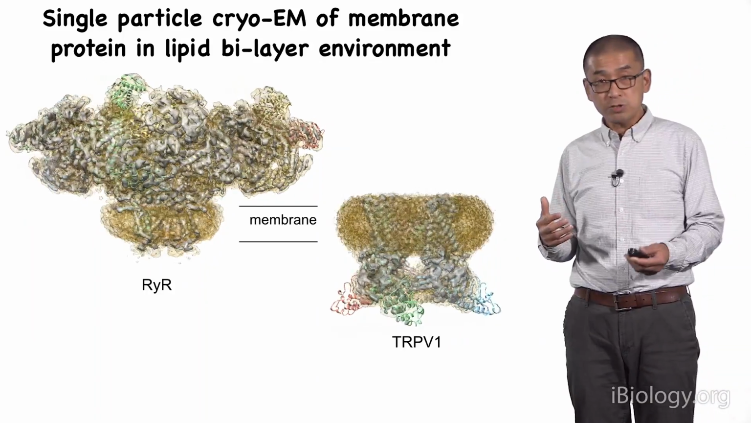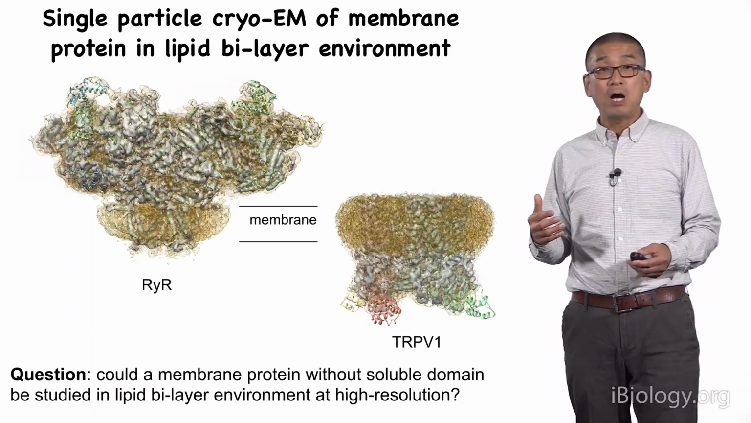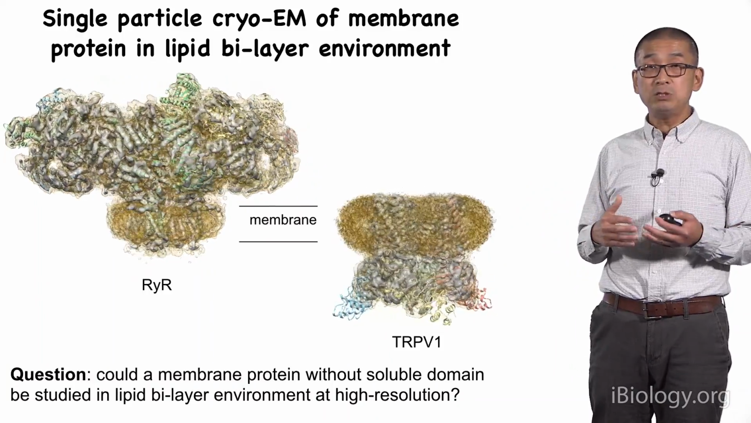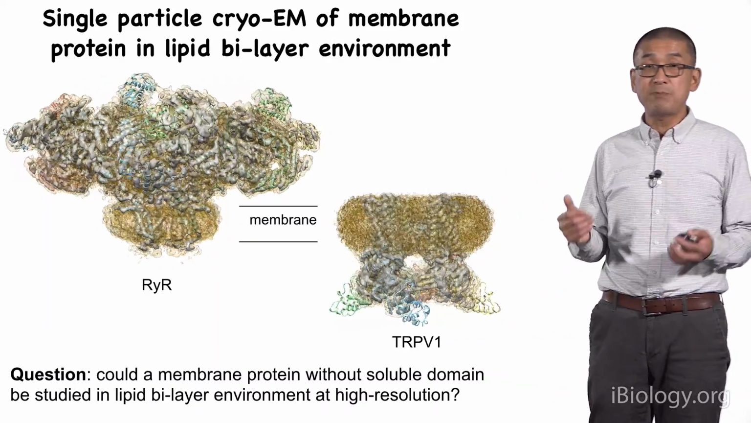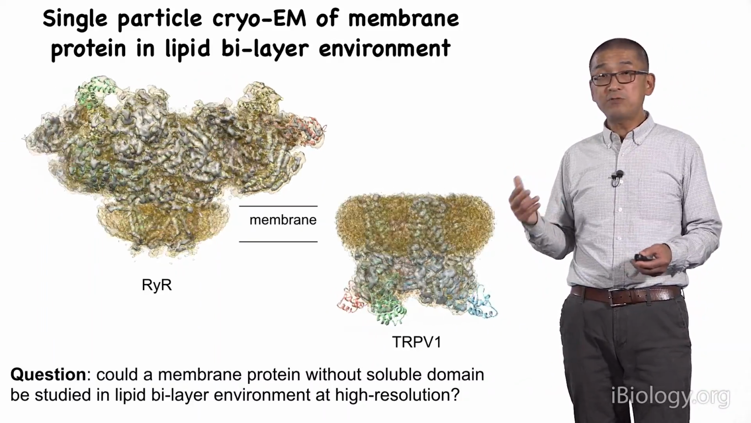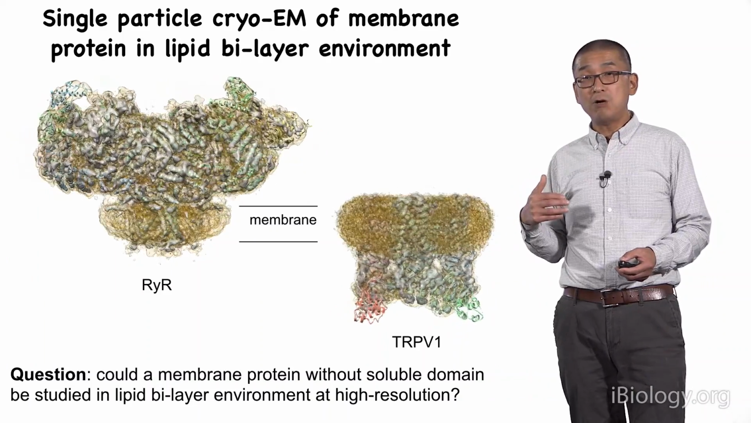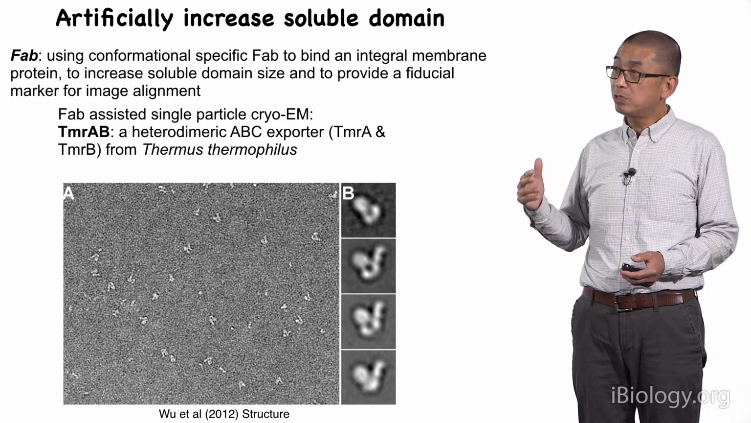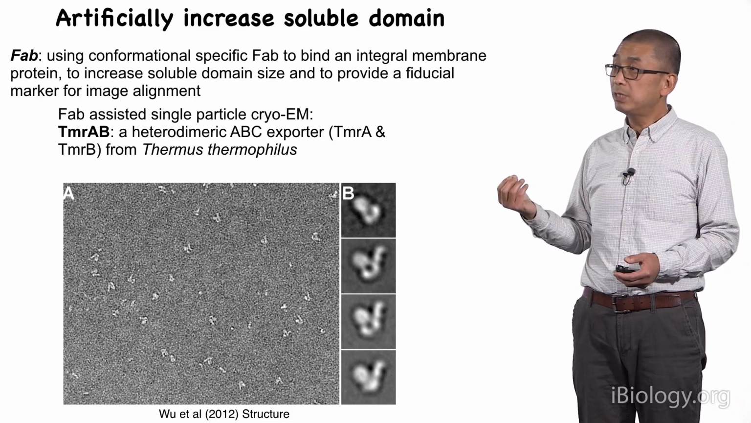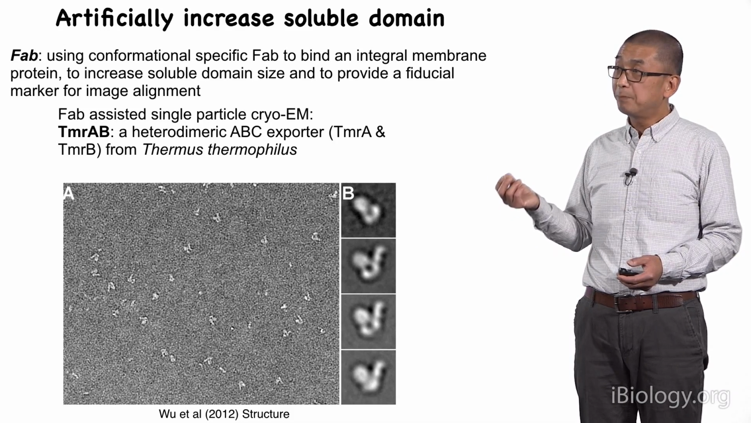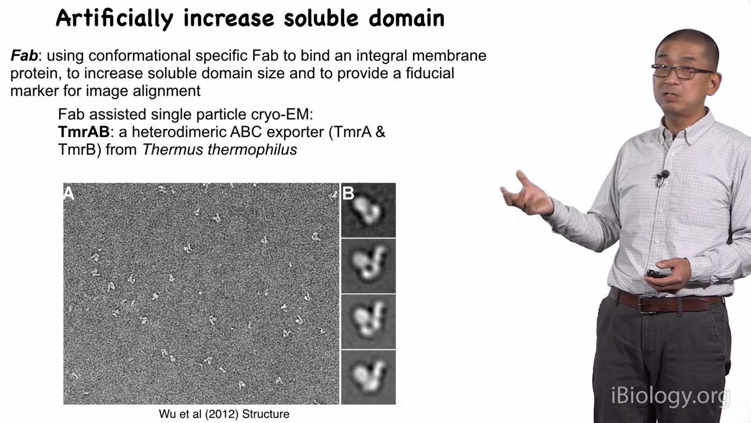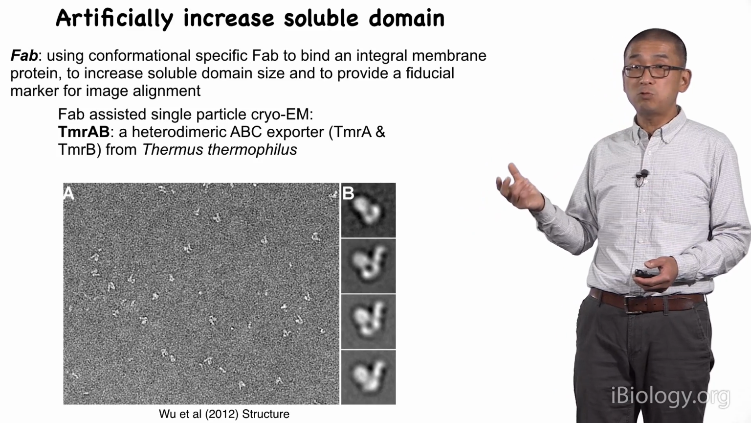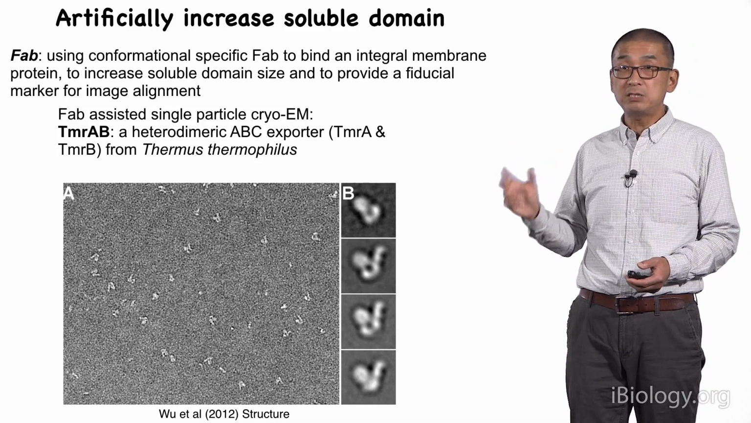And this raises a question about how we study a membrane protein which does not have any soluble domain. Can we still use the lipid nanodisc approach to study such membrane proteins? There are a number of different ways that we can think about it. But in our laboratory for a number of years, we have been taking this approach to artificially increase the soluble domain by using a monoclonal Fab, particularly a conformation-specific monoclonal Fab that binds to the integral membrane protein. We can use this as a fiducial marker to facilitate the image alignment.